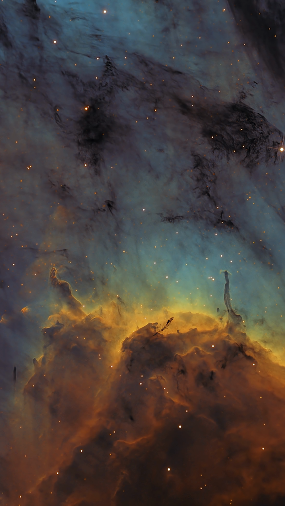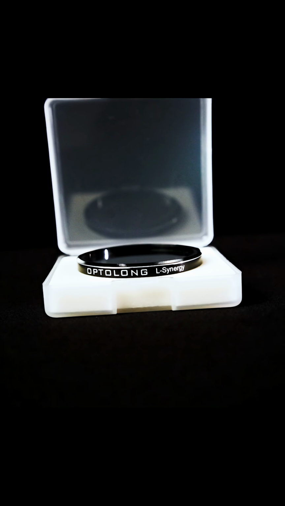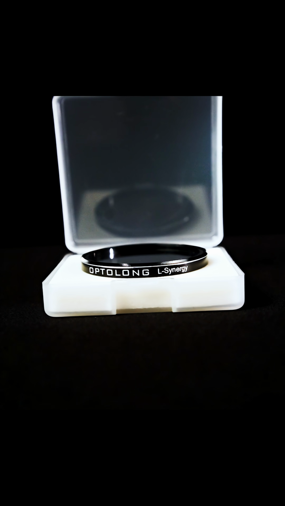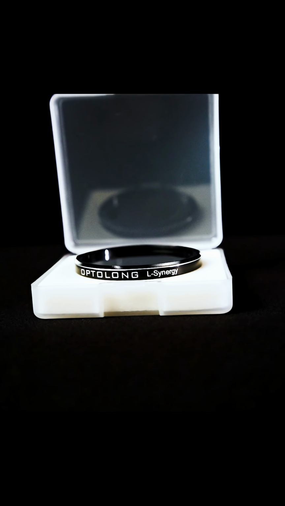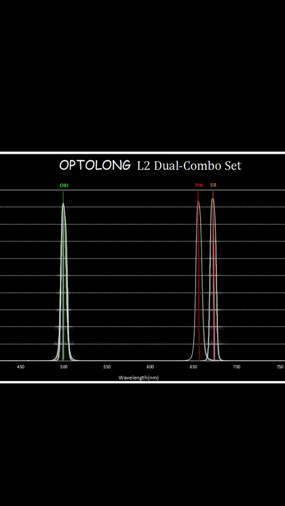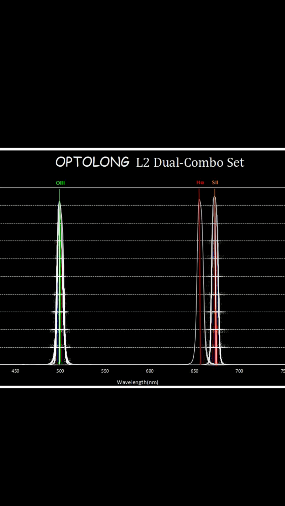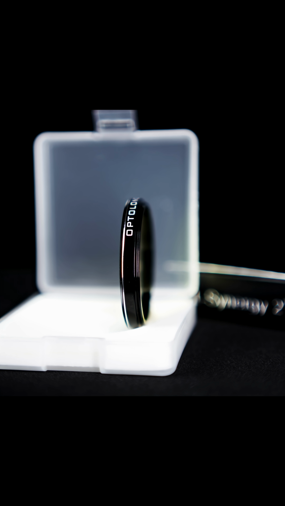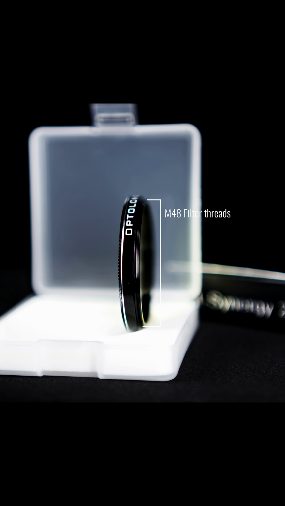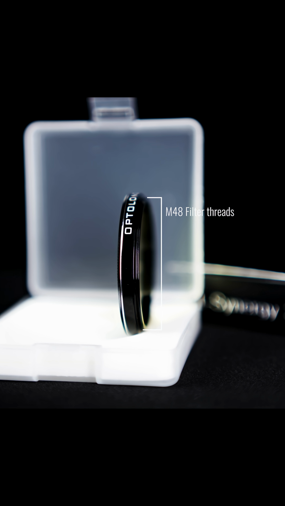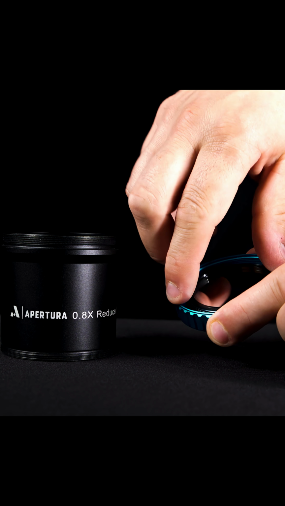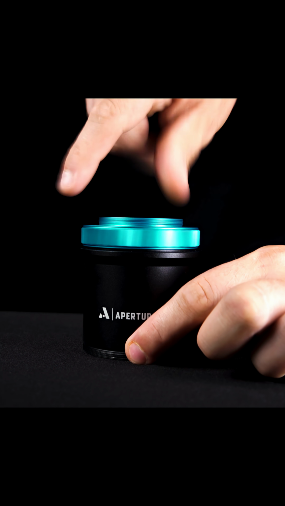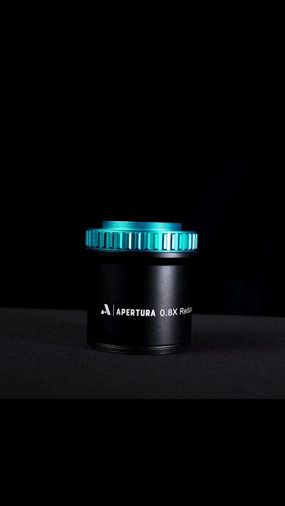The Optolong L-Synergy is a 2-inch, 7-nanometer dual-narrowband filter designed to isolate two critical emission lines, sulfur-2 at 672.4 nanometers and oxygen-3 at 500.7 nanometers. The filter itself features the hobby standard 2-inch M48 filter threads and will work with nearly any filter drawer, focal reducer, field flattener, or coma corrector on the market designed to fit 2-inch filters.